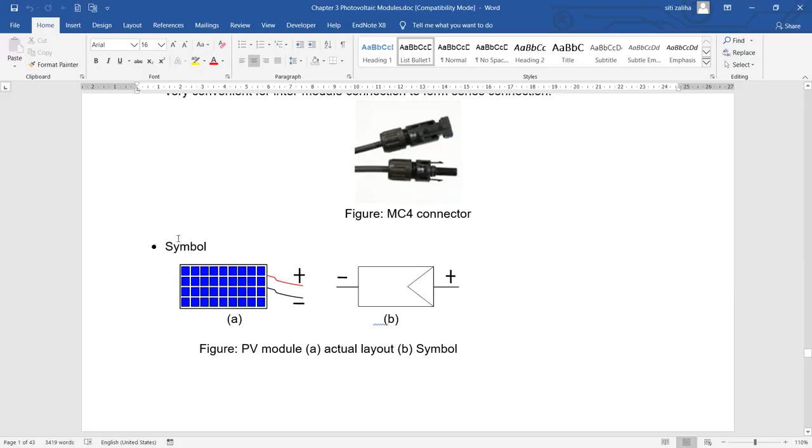So this is the symbol. When we sketch a diagram, you can use this symbol, but when you want to draw a circuit diagram, you must use this symbol. This is like an envelope. The cover of the envelope is the positive polarity and this is the negative polarity.